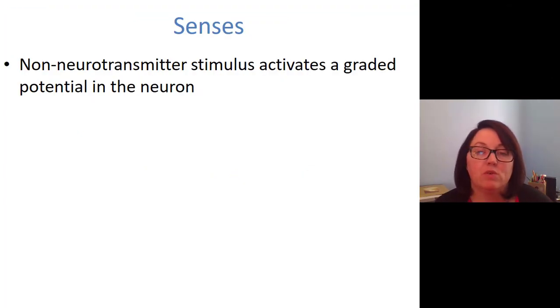So again, the whole point here was just to note that things other than neurotransmitters can open our gated ion channels and lead to a graded potential in a neuron. So it doesn't have to be a neurotransmitter that starts a graded potential. It can be some sort of stimulus in the environment, whether it's a sound vibration entering your ear, or light hitting your eye, or a pressure change in a blood vessel. Right? Some sort of stimulus can act as the main mechanism to open these ion channels and cause a graded potential in a neuron. And we explore this in a little bit more detail when we talk about senses in another video.